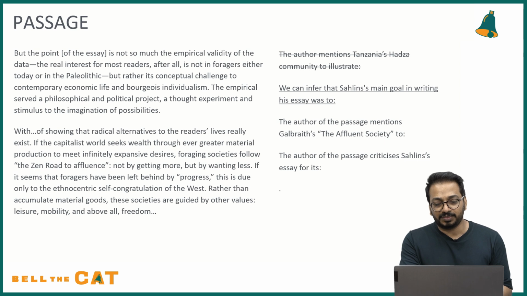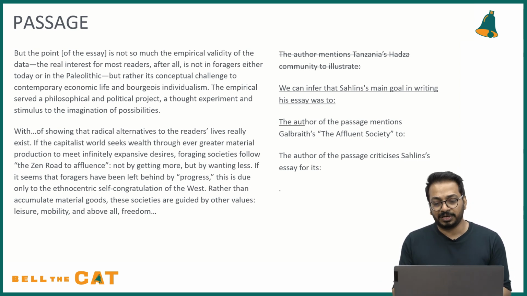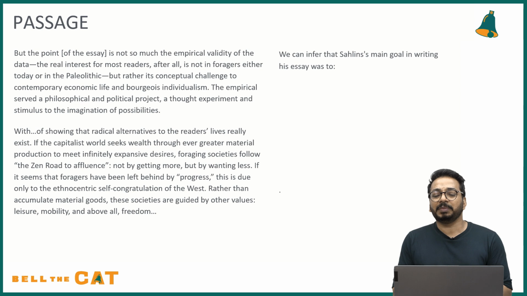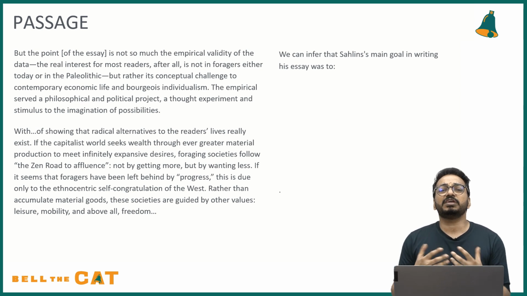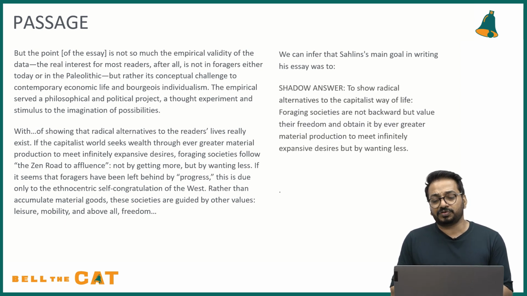The author of the passage mentions Galbraith too. So Galbraith is also mentioned. We can answer that as well. So from these two paragraphs, you have two questions to answer. Let's go ahead. We can infer that Salins' main goal in writing his essay was to, we have clearly seen this. The point of the essay is what? To show that a different alternative exists to the current capitalist way of life, to challenge the existing way of life, that there is an alternative, right? To show radical alternatives to capitalist way of life exist. That's the main goal of the essay.